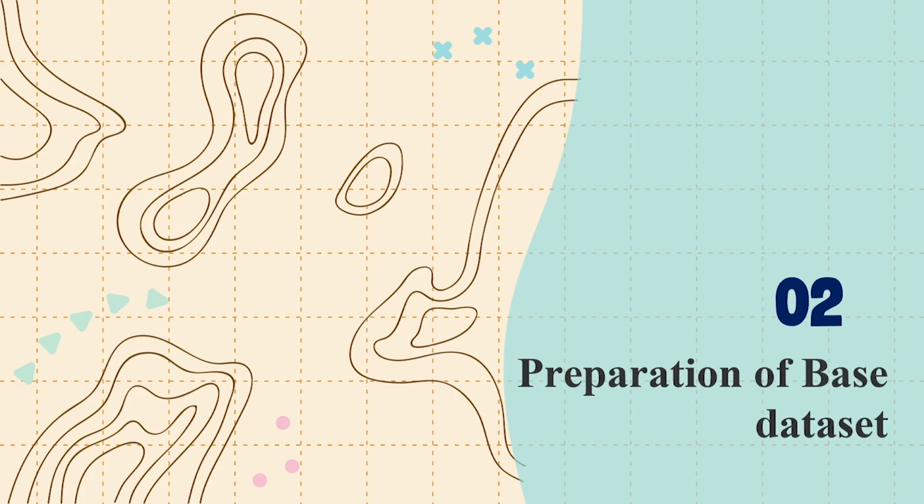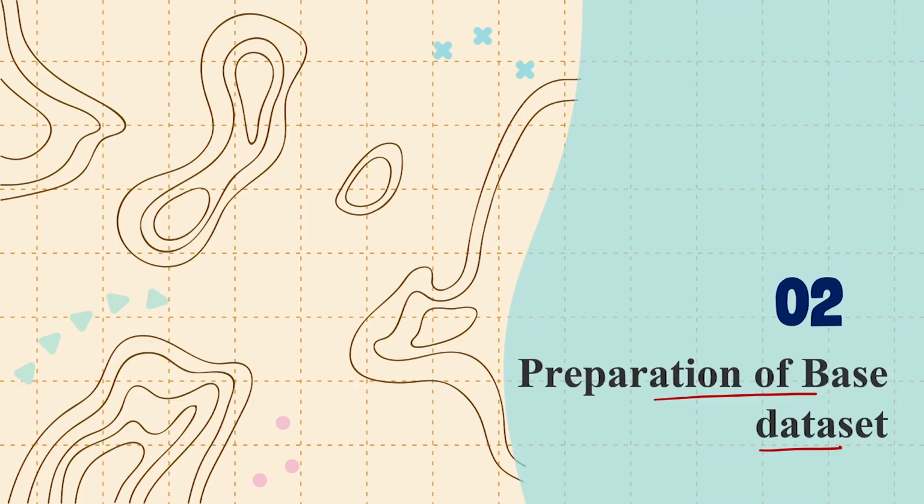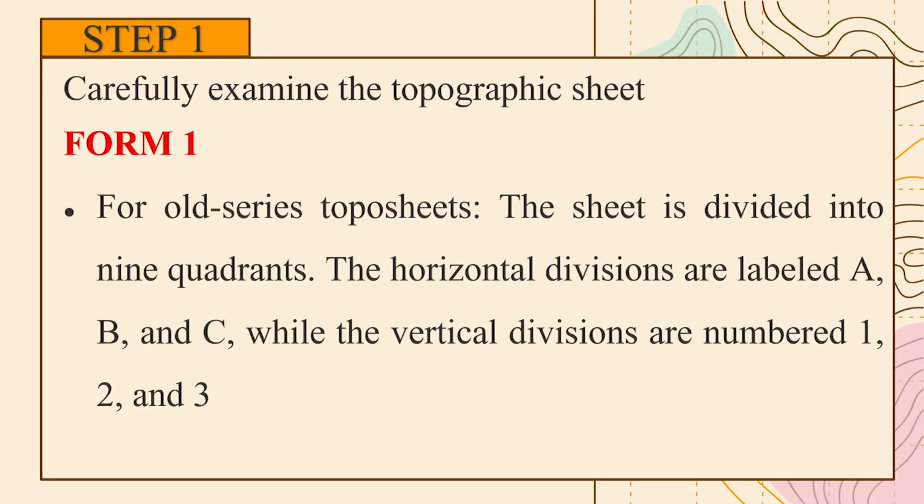Now, moving on to the manual process. The first step that we need to do is the preparation of the data set. We are going to have a base wherein the calculation will be carried out. So, for this we need a topo sheet. First, topo sheet. There are two forms of topo sheets.